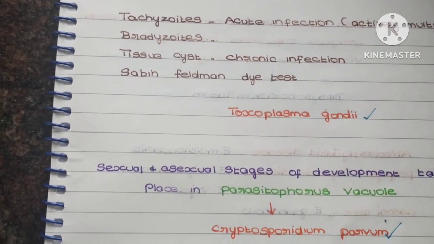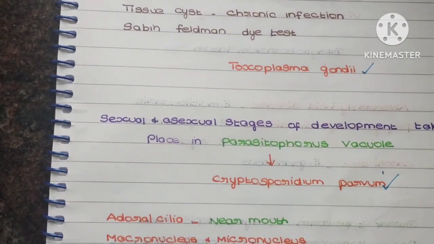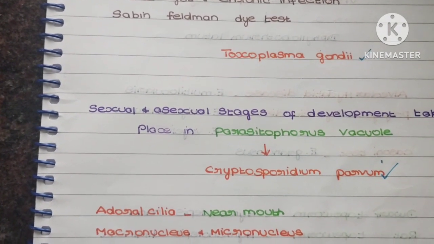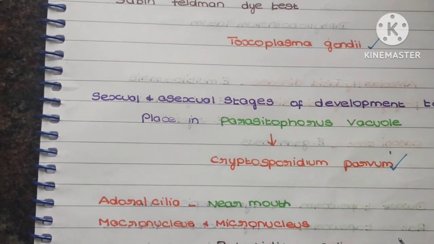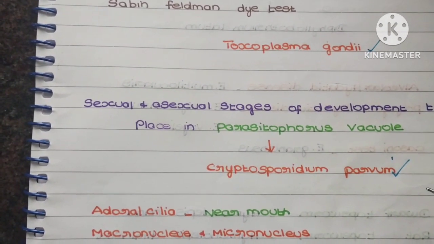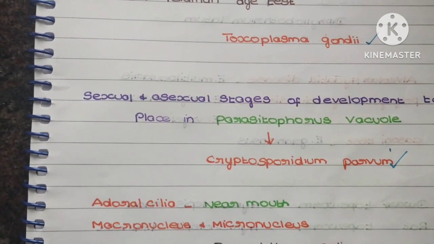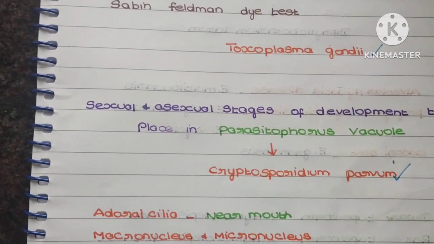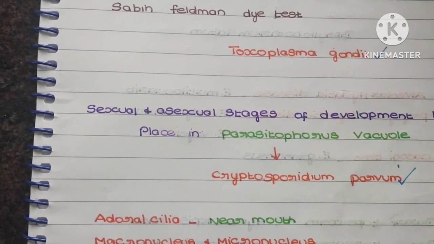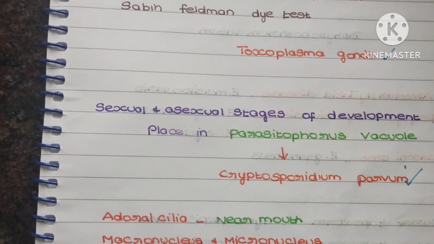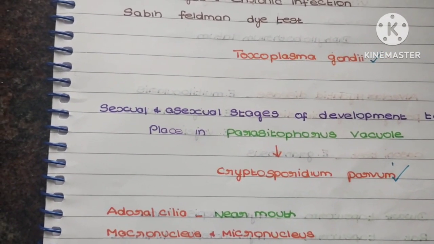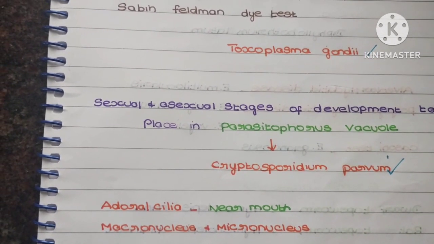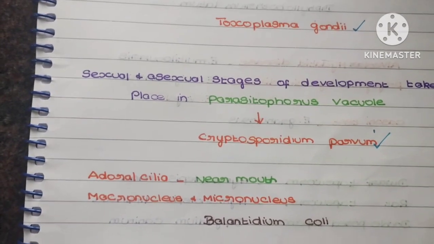So third is, there is an adoral cilia which is present near the mouth of the organism, and macronucleus and micronucleus. What is this adoral cilia? This organism will be covered by cilia all over the body, and there is one cilium near the mouth. It will be longer when compared to the other cilia. Okay, so that is called an adoral cilium. So the probable organism is Balantidium coli. There is another clue, that it is the largest intestinal protozoa.